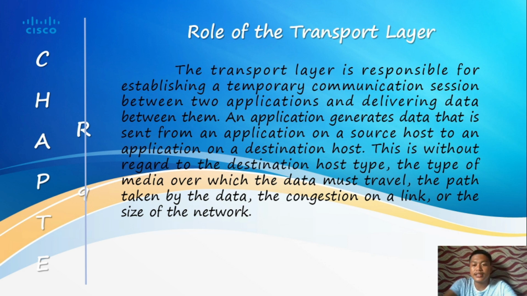The transport layer is responsible for establishing a temporary communication session between two applications and delivering data between them. An application generates data that is sent from an application on a source host to an application on a destination host. This is without regard to the destination host type, the type of media over which the data must travel, the path taken by the data, the congestion on a link, or the size of the network.